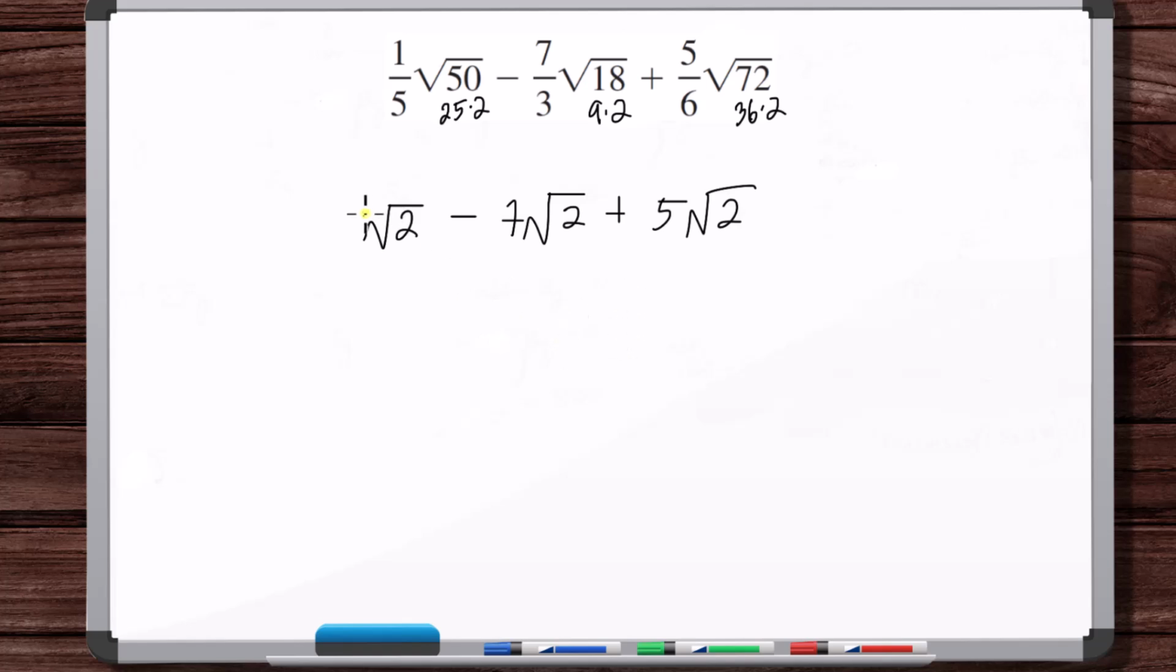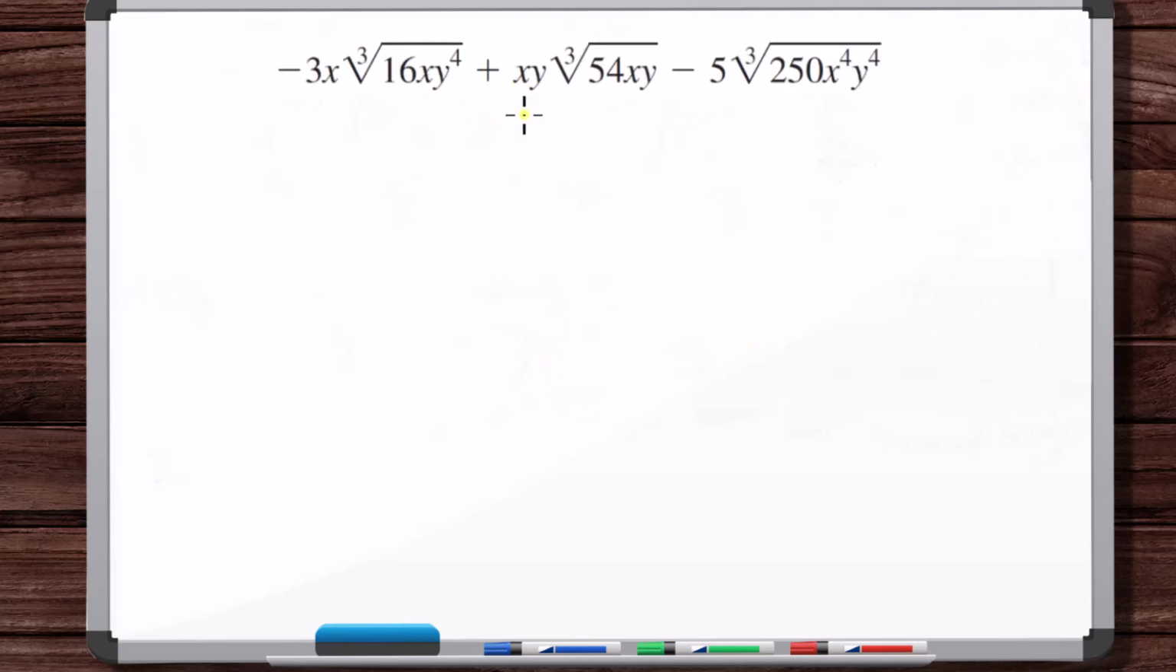Now we have like radicals. So 1 minus 7 is minus 6. Minus 6 plus 5, minus root 2. Okay, here we don't have any like radicals, but let's simplify and see what happens.